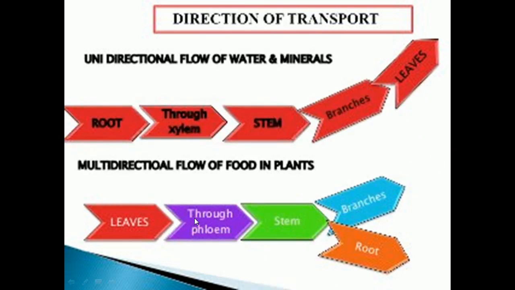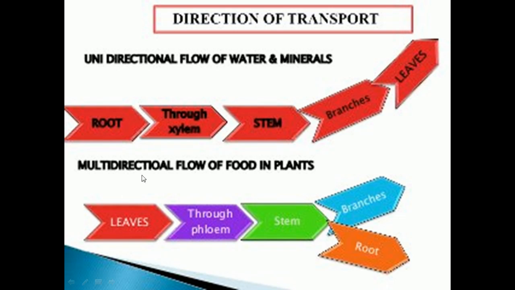So here you can see the direction of transport, how the transportation will occur. First is the transport of water and minerals from the root. This is unidirectional. From the root through xylem, it reaches the stem, and from the stem it reaches the branches, and from the branches to the leaves. So you can see the unidirectional flow of water and minerals, from the root to the leaves.